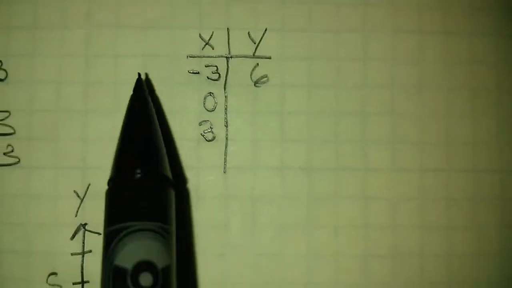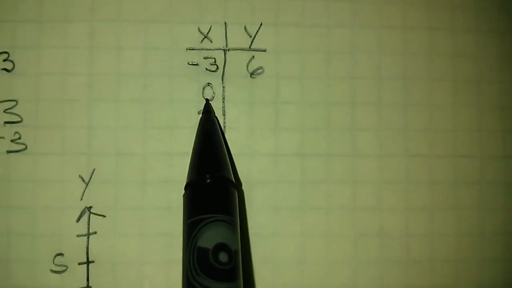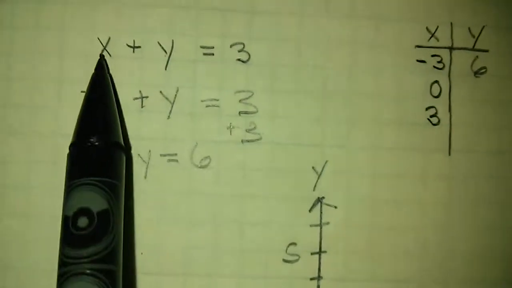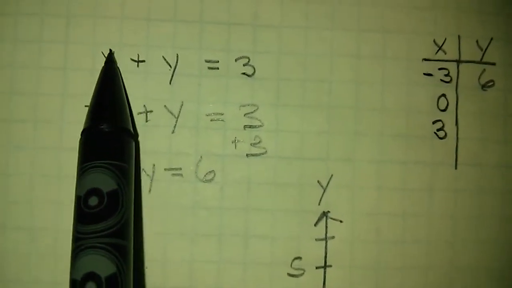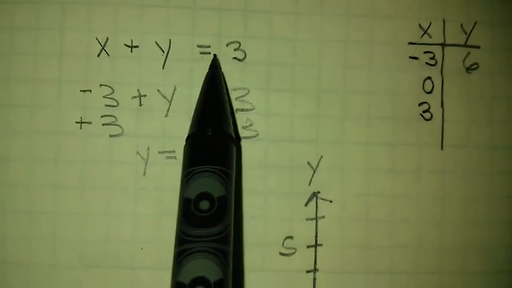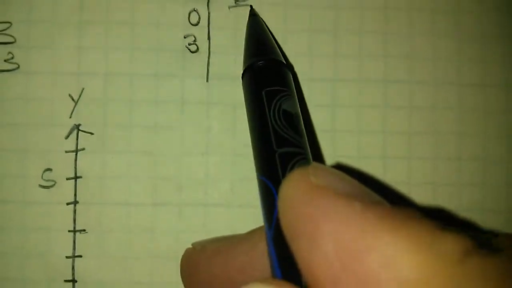Now, what happens when x is a 0? I always pick 0 as one of my numbers because it always works out nicely. Because when x is a 0, what happens to this term? It's gone. What are we left with? Y equals 3. Easy.